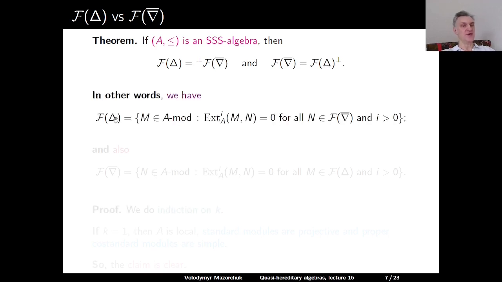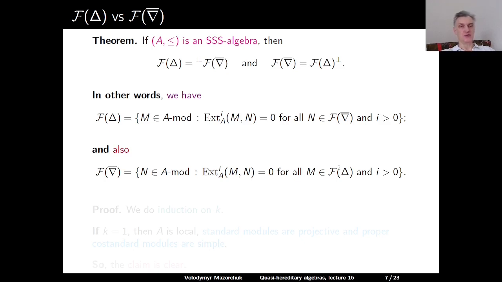This means that F delta coincides with the category of all A modules M such that Ext^i from M to N is 0 for any N in F nabla overlined and for all i greater than 0. And also, F nabla overlined coincides with the category of all modules N such that Ext^i from M to N is 0 for all M in F delta and for all i greater than 0.